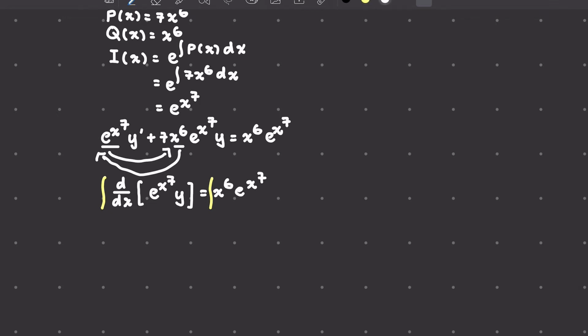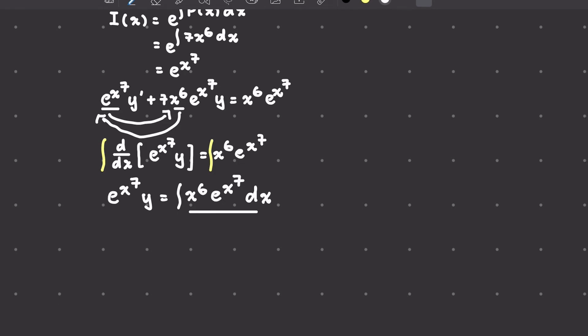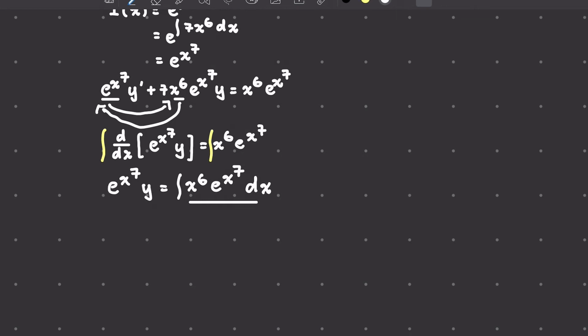And so this just leaves us with e to the power of x to the power of 7 times y equals the integral of x to the power of 6 times e to the power of x to the power of 7 dx. And for the integration here, I'm just going to do the throwback method because it's simpler for me that way, but you can use the u substitution method because that's a more general way. But I prefer the throwback method, and I hope that you try it because it's much easier.